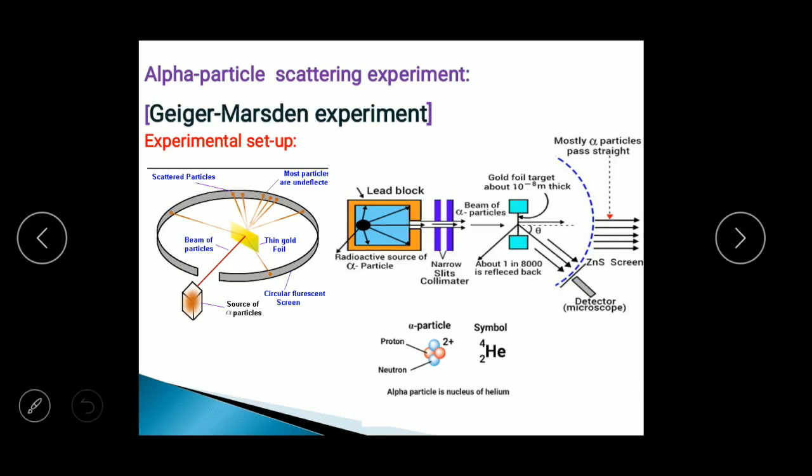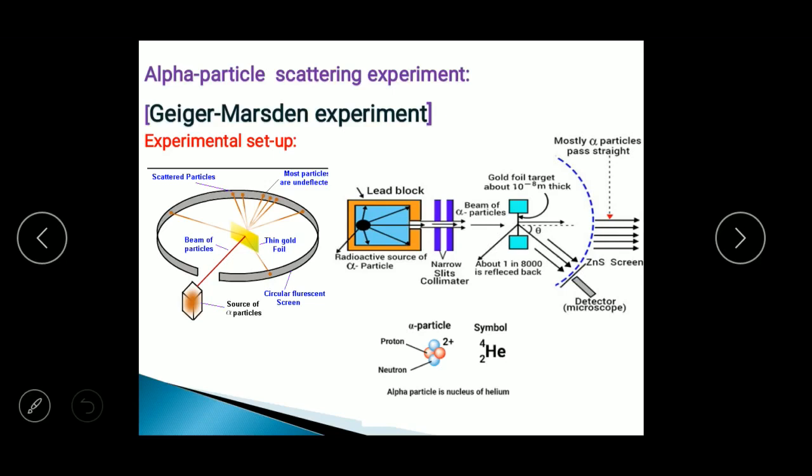Why do we take 4 times the mass of a proton? Because the mass of a proton is nearly equal to the mass of a neutron. So the alpha particle is nothing but a helium nucleus. The charge of an alpha particle is plus 2e, and it is denoted by the symbol He plus 2. Now, with this, we know what an alpha particle is.